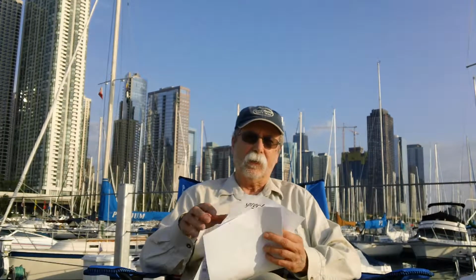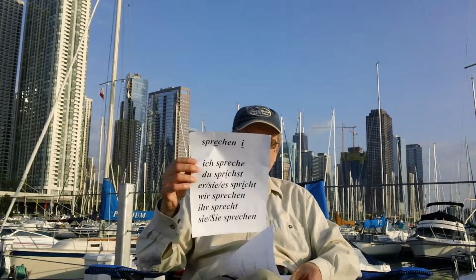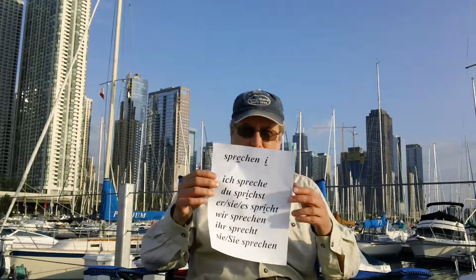One type of change is called E to I. So if the stem vowel is E and it changes to I in the du and er form, it's irregular. An example of that is the verb sprechen, to speak. What are the forms of the verb sprechen?